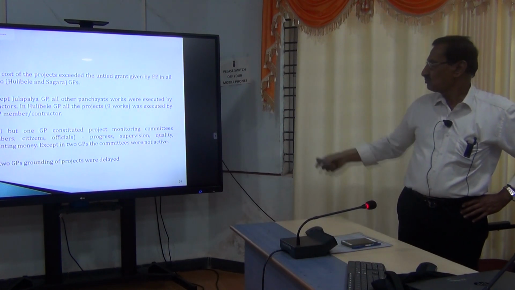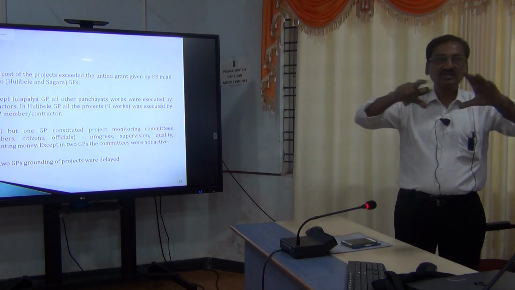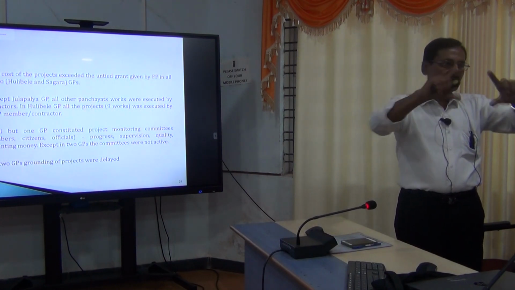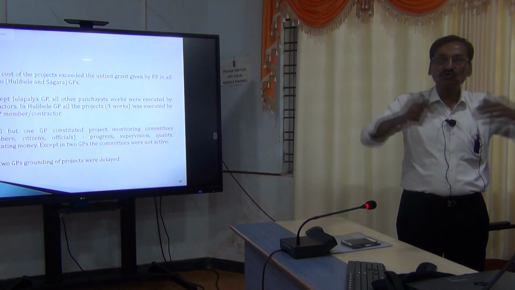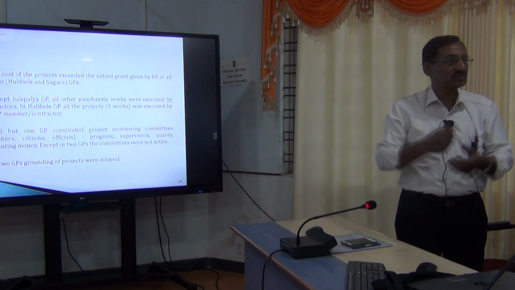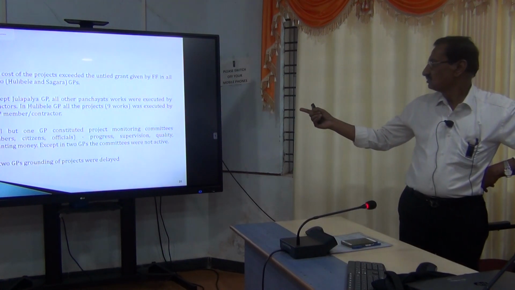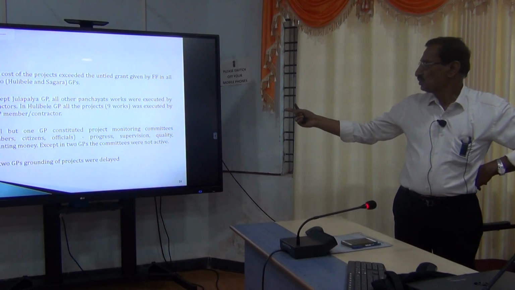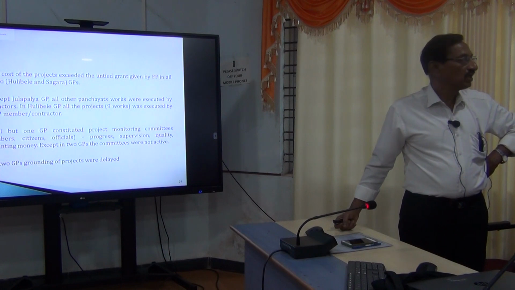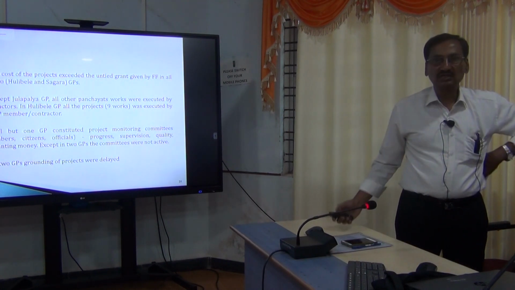All but 1 Gram Panchayat constituted project monitoring committees to monitor the implementation of the projects or works. In the training program, they were told to constitute a small committee to oversee, to monitor, to review the works. Except in 2 Gram Panchayats, in other 6 Gram Panchayats, no monitoring committees were constituted with the citizens and other NGOs.